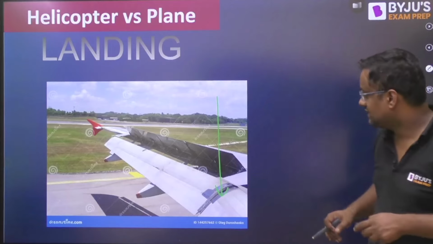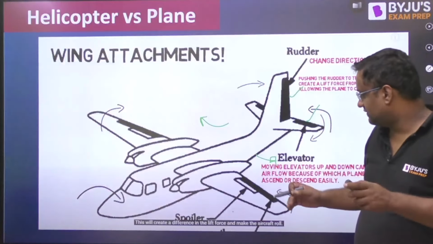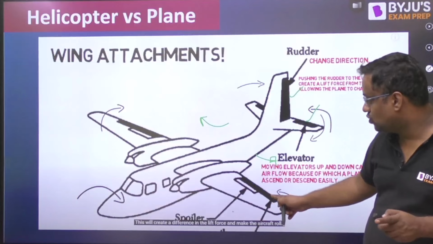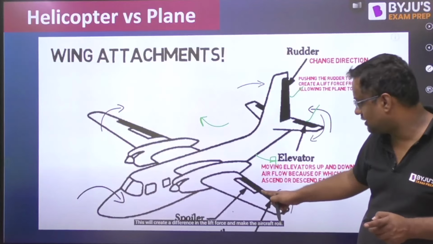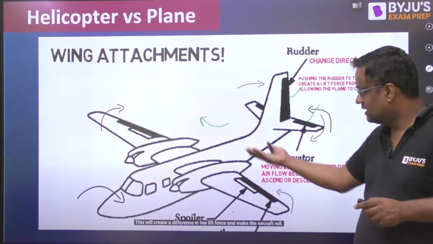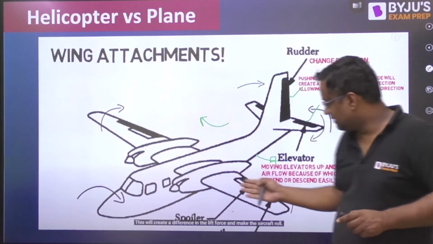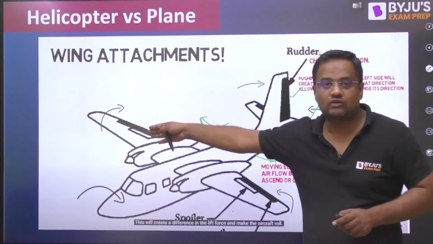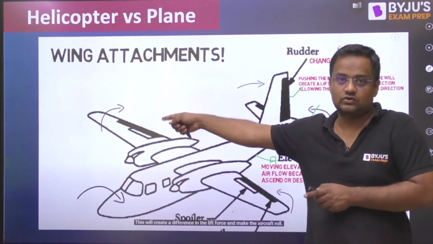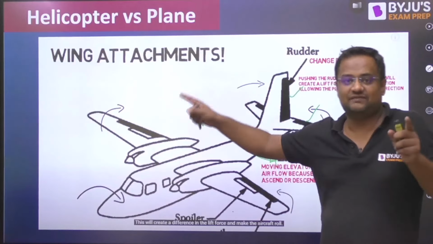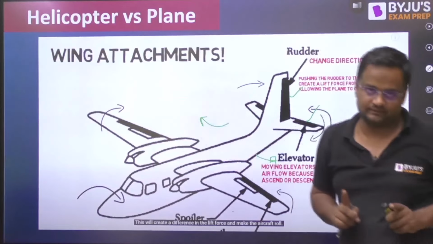It is going downward. Now, for moving right or left, these flaps, also called spoilers, are moved in opposite direction. One upward, one downward. Okay, one is the upward-moving flap and one is the downward flap. So, there is an unbalanced force, and due to that unbalanced force on the right and left hand side, it is moved either to the right or left.